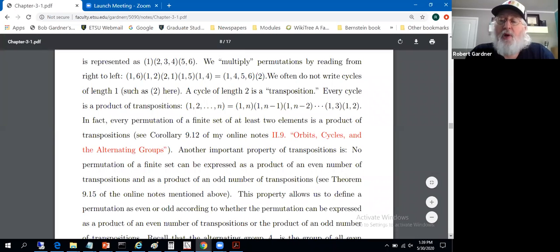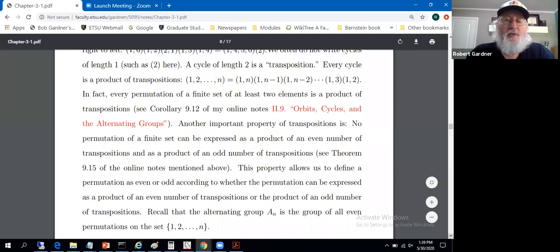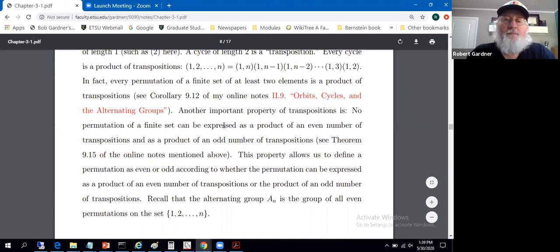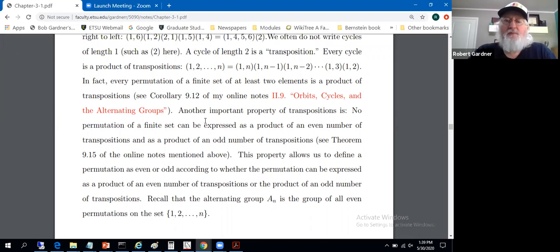Another important property, establishing this is really no minor feat. It's done, I know we do it in the graduate algebra class, Modern Algebra 1. Another important property of transpositions is no permutation of a finite set can be expressed as a product of an even number of transpositions and as a product of an odd number of transpositions.